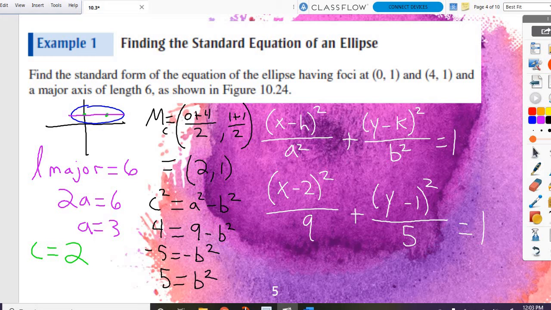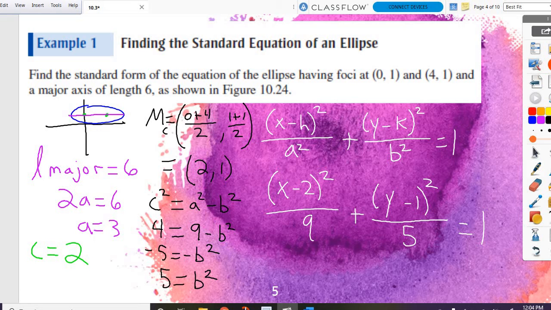Wait, so how did you get 9 for A? I got 9 for A squared. A squared. Yeah. Because A is 3, so then I just squared. Okay, and then you got C from the distance between the center and 2, 1, or both? 1. It doesn't really matter which one. They're both the same. Question? Other questions? No?